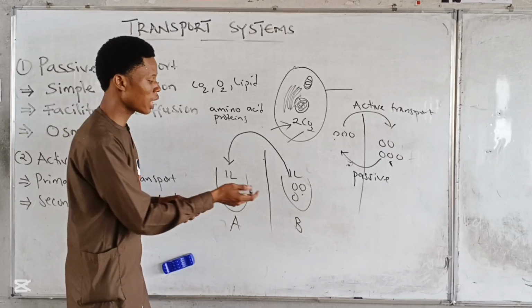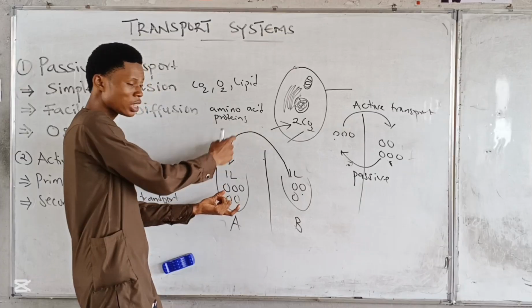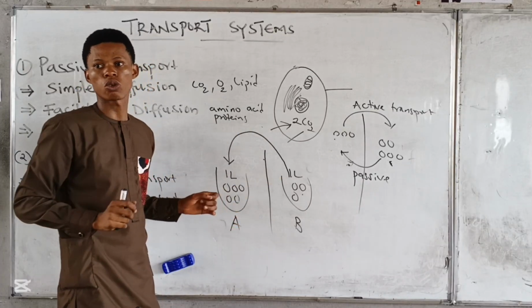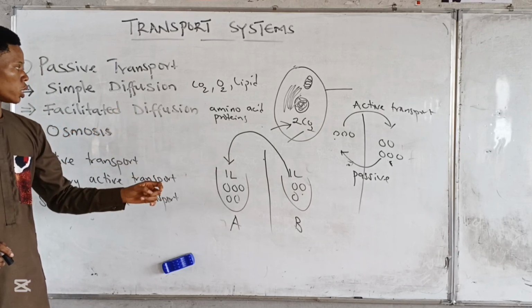The idea there is that as you are removing water from here, it's becoming concentrated. As you are adding the water here, you're diluting it until concentration on both sides becomes equal. Do we understand that? So that's osmosis.